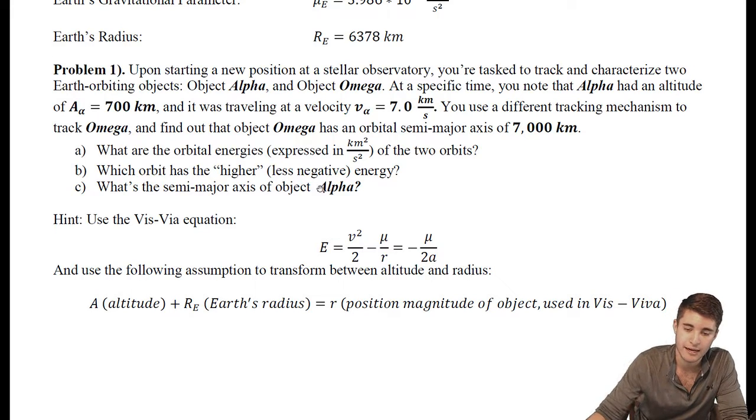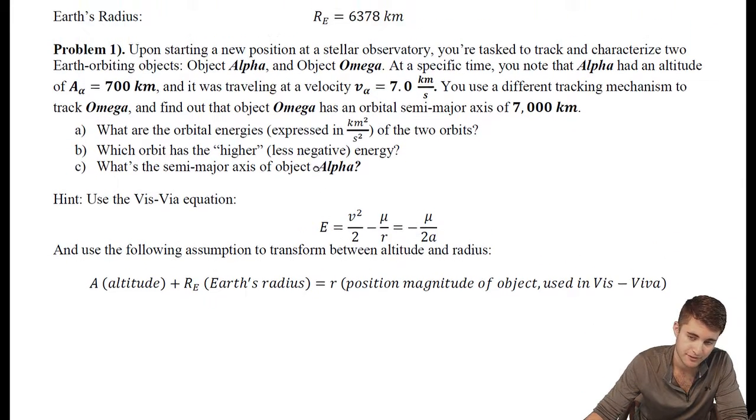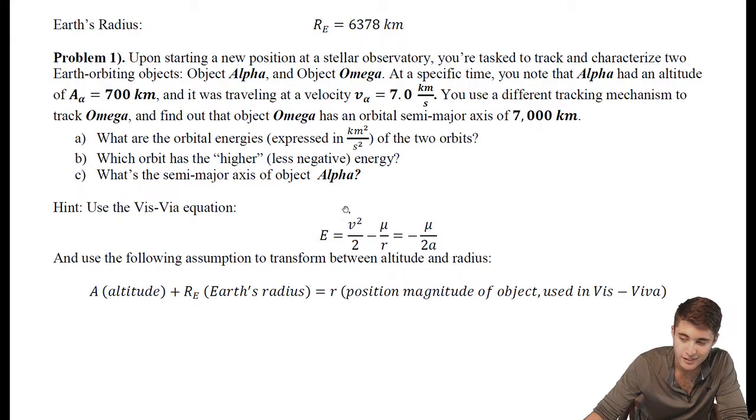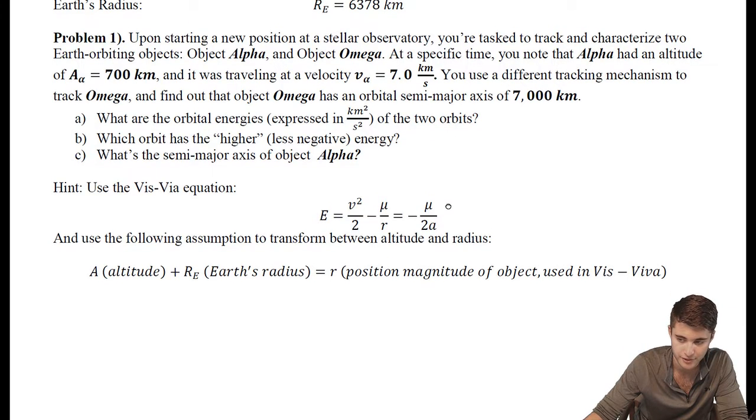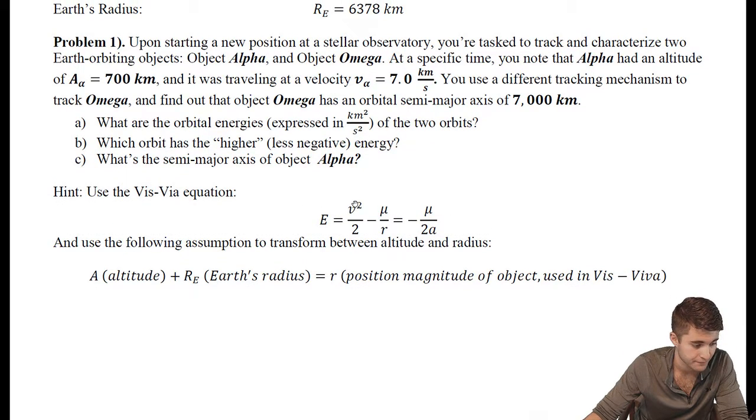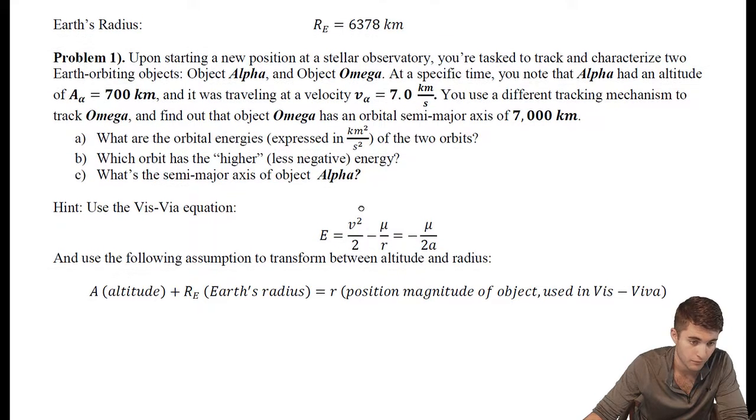So anyway, I give you a hint here, right? I say use the vis-viva equation: V squared over 2 minus mu over r is equal to negative mu over 2a. That's equal to your energy, right? Those are all equal to each other. V is velocity.